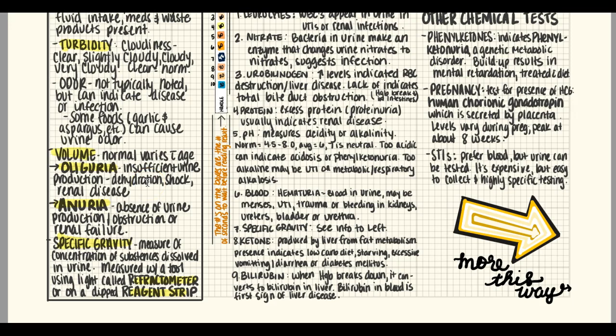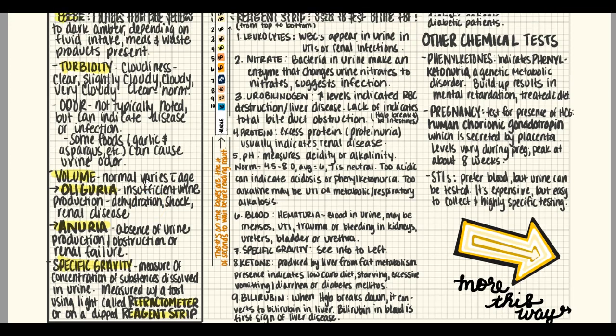Volume is another metric that we definitely chart every time when we are doing the physical assessment. It is the amount of urine that is in the cup, and the normal volume amount is going to vary with age, so there's not really anything that you need to worry about there. Just chart how much is in the cup. And there are some terms that you need to know that are associated with urine volume. Oliguria is an insufficient urine production. It is caused by dehydration, shock, or renal disease.